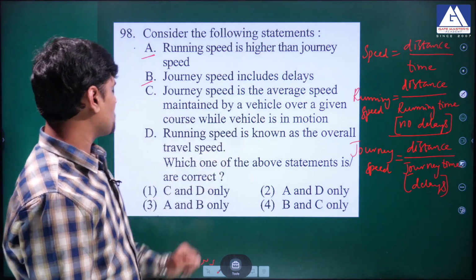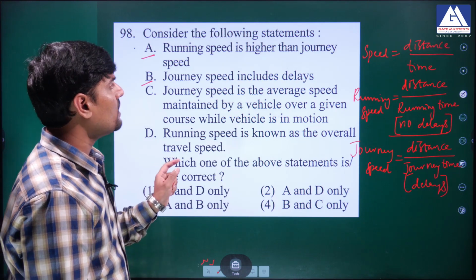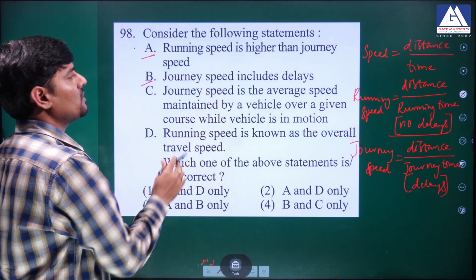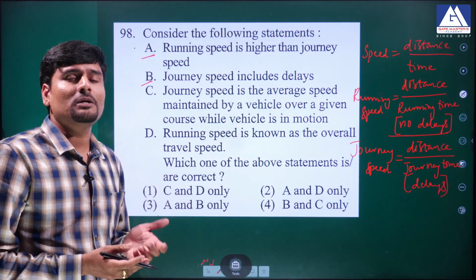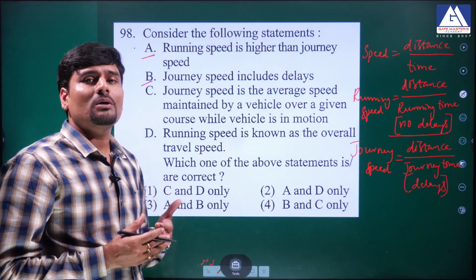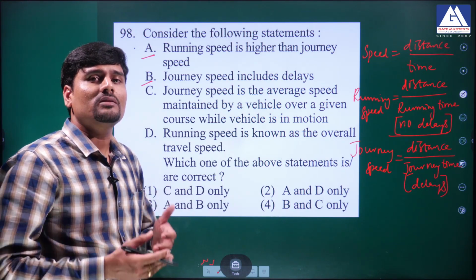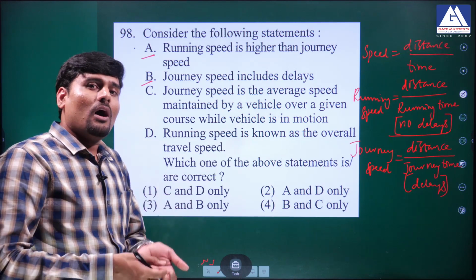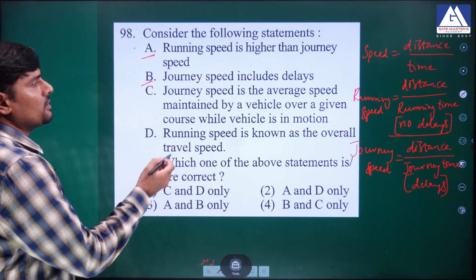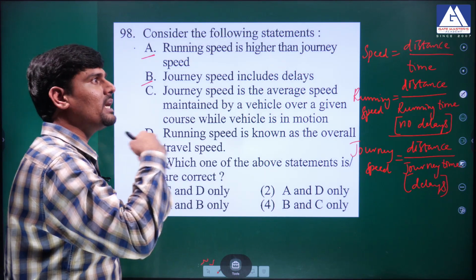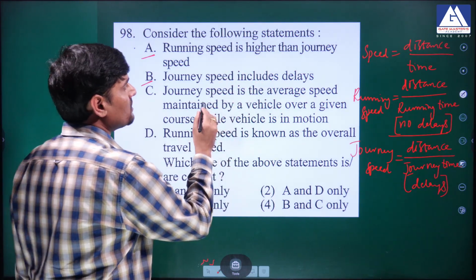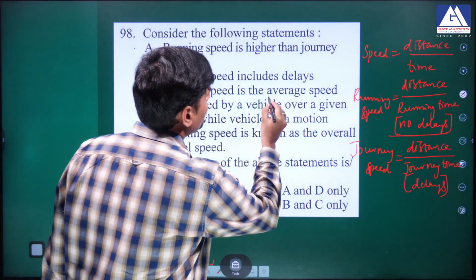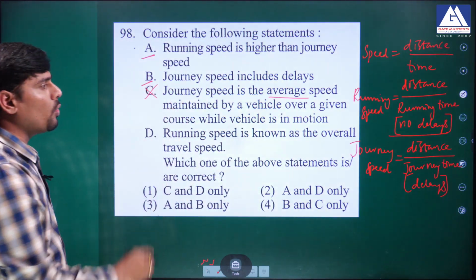Journey speed is the average speed. No, running speed is the average speed. Sometimes we may travel at 30 kmph at speed breakers. Sometimes we may travel at 60 kmph when nobody is present, or when no vehicle is oncoming, or neither are we following nor is another vehicle following us. So the speed can fluctuate during the entire travel. So this journey speed is not the average speed. The running speed is the only average speed. So option number C is overruled.